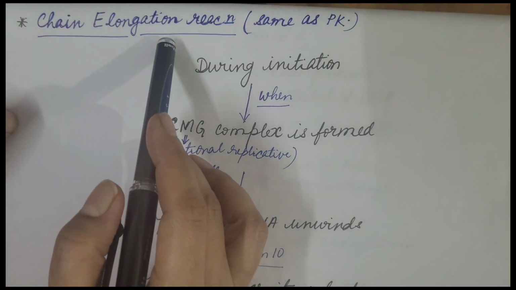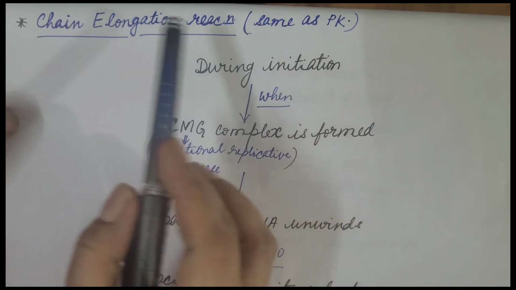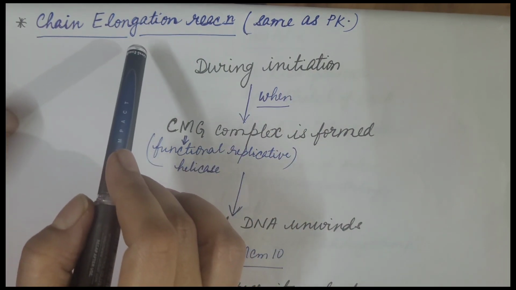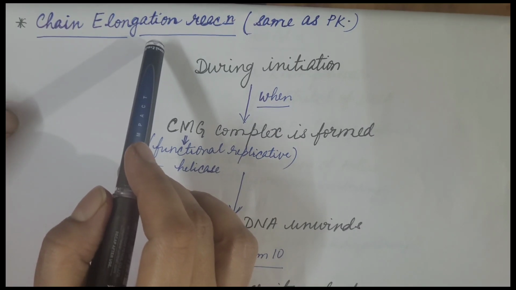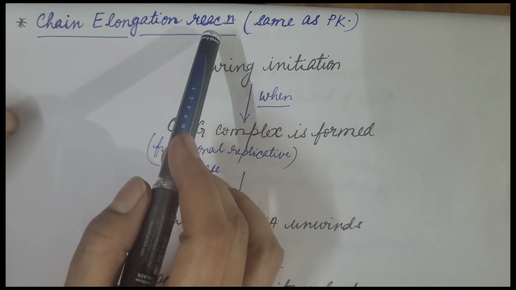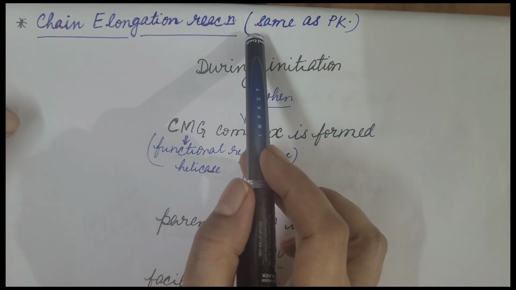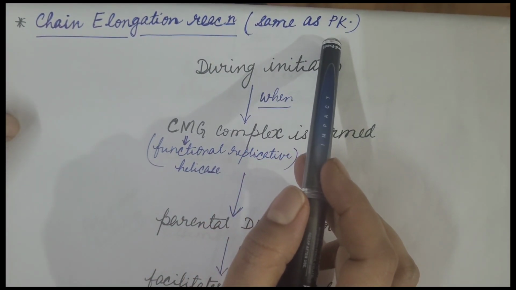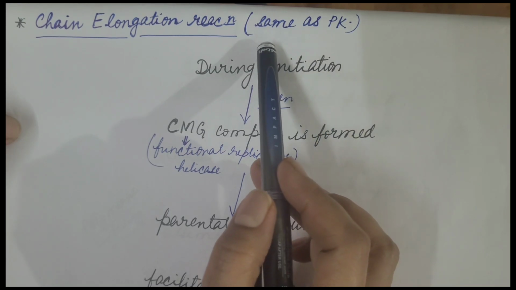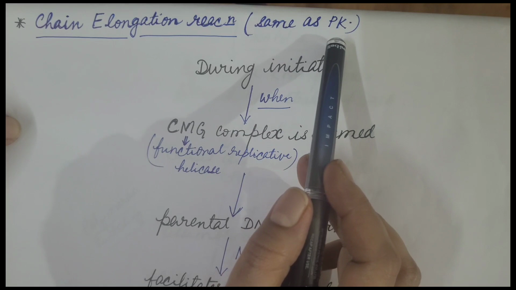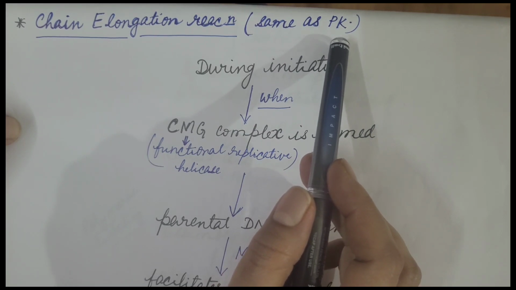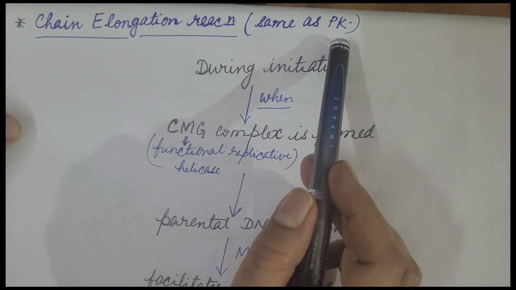The chain elongation reaction is the same as in prokaryotes. So as the nucleotides are added during the extension of the new strands, certain reactions take place. It is the same as in the prokaryotes. This we have already discussed in detail in the elongation step of prokaryotic DNA replication. You can refer to my video, the link is given in the description box.